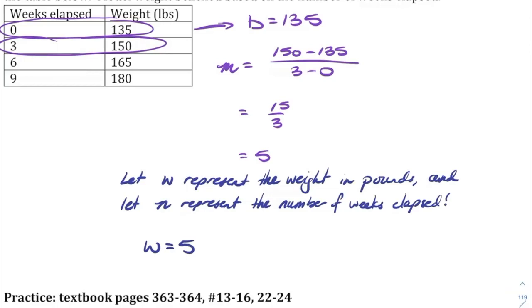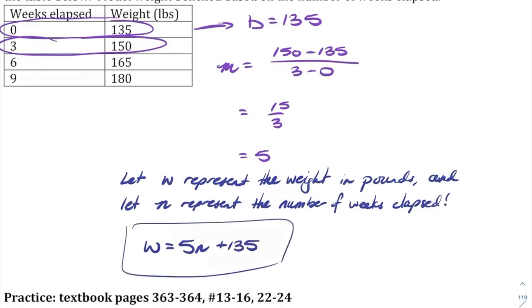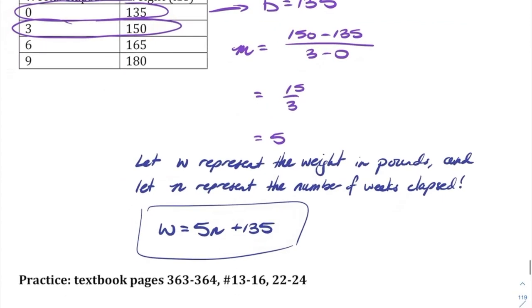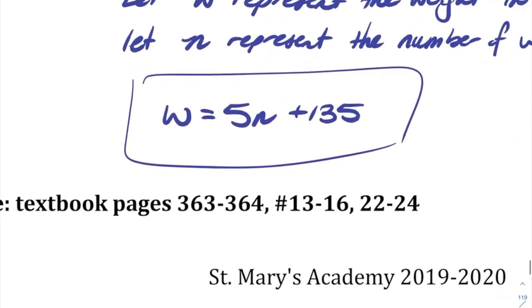So in this case, it's usually y equals mx plus b. It's not y this time, it's w. That's our dependent. M is 5, not x. Our independent variable is n, the number of weeks. And plus b, which in this case is 135. Boom, ta-da. That concludes that example, which concludes this whole section.